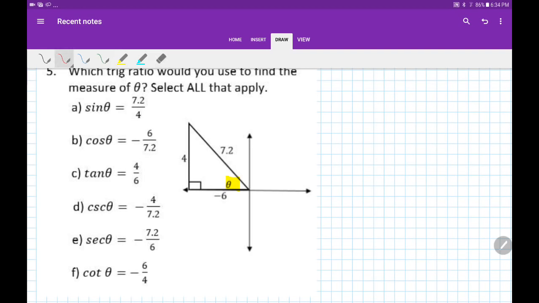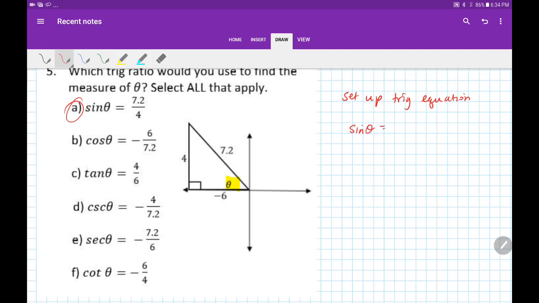Instead, we're going to have to set up a trig equation using the information that's given. So let me show you how I'm going to start. I'm just going to look at A first, okay? Let's see if this works.